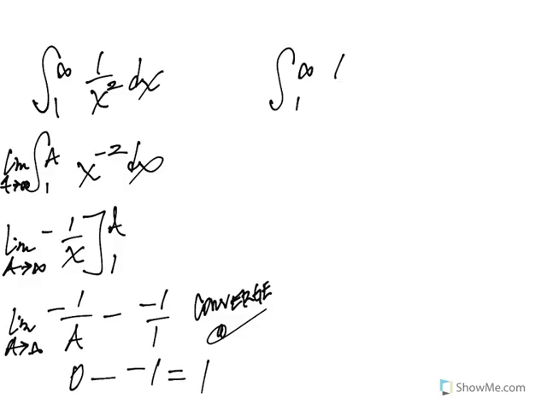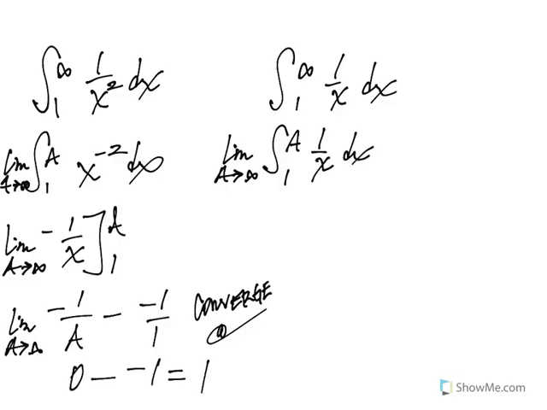Let's say I go from 1 to infinity of just 1 over x dx. Again, what I'm going to do is take that upper bound, turn it into a variable, and I'm going to drive that variable to hugeness. That is x to the negative 1. Remember, when you integrate x to the negative 1, I get the natural log of the absolute value of x, now evaluated from 1 to a.